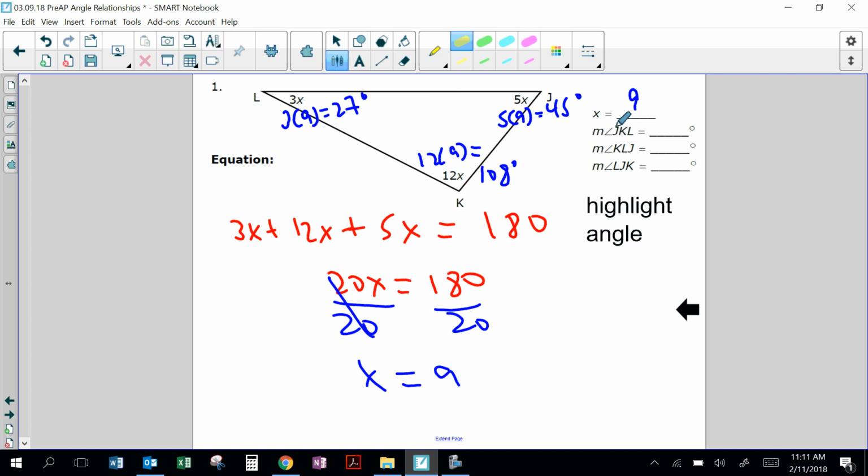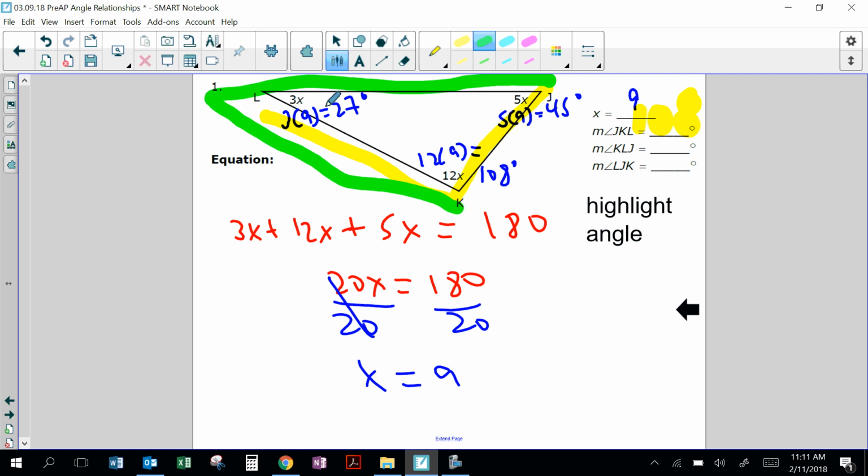It says, what is the measure of JKL? So you start at J, K, to L. So the measure they're talking about is 108 degrees. Next one, what is the measure of KLJ? So start with K, L, J. So the measure is 27 degrees. And next one, what's the last one? So the last one we haven't done is this one. What's the measure of LJK?